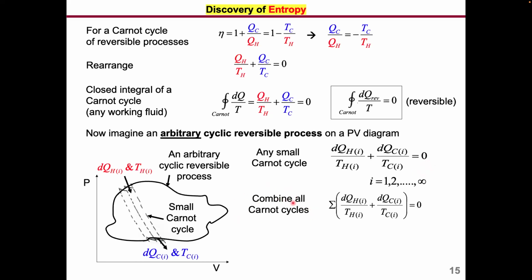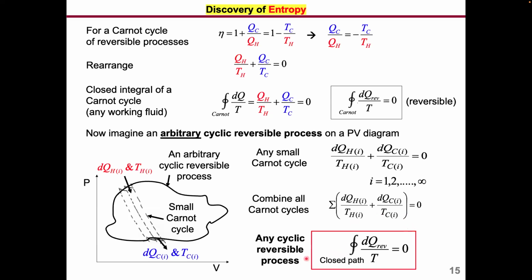And then if you combine all the Carnot cycles, you can kind of see right here, if we follow a Carnot cycle like this, the adiabatic compression part will be the adiabatic expansion from the other cycle. So if you sum them up, they will cancel. So in the end, if you combine all the Carnot cycles, you will quickly realize this closed integral is still 0. So this equation not only applies for the Carnot cycle, but also for any reversible cyclic process. So the closed integral of dq divided by T is equal to 0.